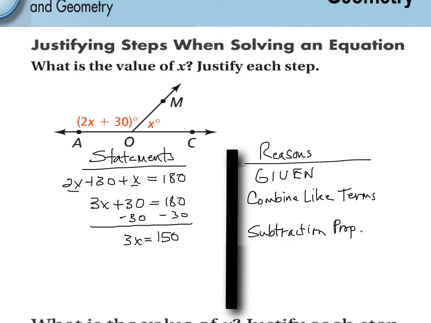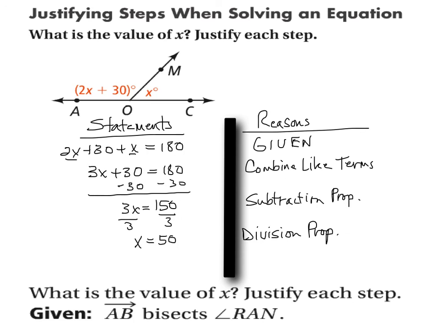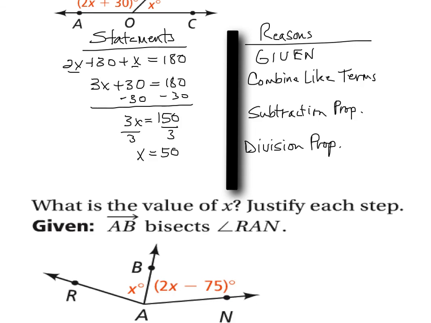Okay? And then to solve it, I would divide by 3, and x in this case is going to equal 50. Now, again, from this step right here to this step, what did I do? Well, I divided by 3 on both sides, so this is the division property. Okay, and now I have just created my first proof just using an equation and solving equations, being able to justify each step.